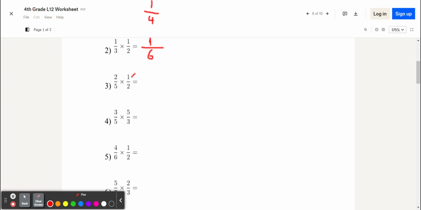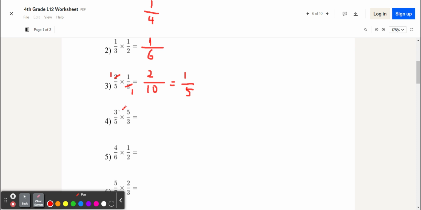This is 2/5 times 1/2. So you can write it as 2 times 1, which is 2, and then 5 times 2, which is 10. But this actually simplifies to 1/5, sorry. And you can tell this would happen because there's a 2 on the top and the bottom, which means that they will cancel out. And they just become 1s. So 1 times 1 is 1, 5 times 1 is 5. So that's how you get 1/5.